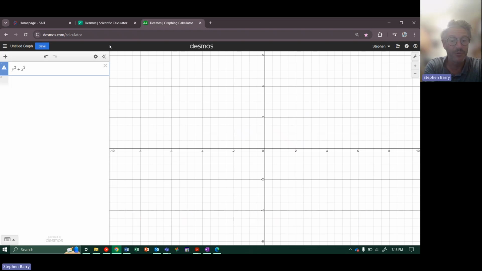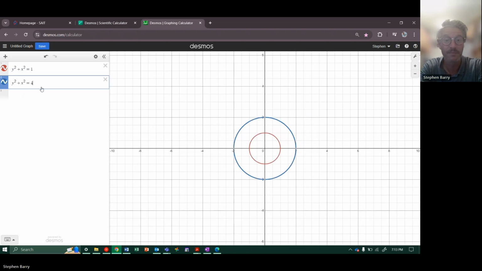So how big do we want this circle? So the next thing is radius squared. So if you want a circle of size 1, radius, you say equals 1. You want a bigger circle, like radius of 2, 4.